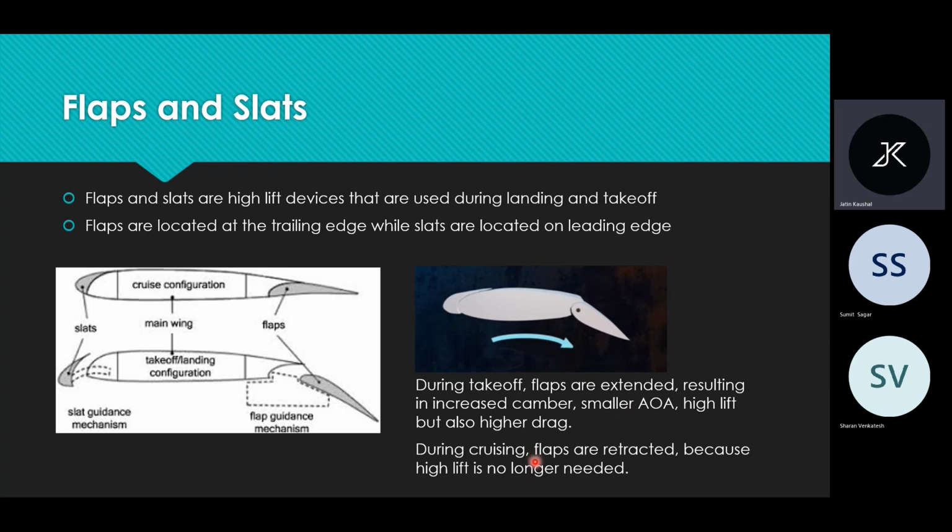And cruising is the period between takeoff and landing. The flaps are retracted because high lift is no longer required. During cruising, the airline stays at a certain distance from the ground. It doesn't go up and down. When the flaps are extended, there's also very high drag, so to reduce fuel consumption, these flaps are retracted during cruising. So it reduces lift and drag simultaneously. So that's the basic working mechanism behind flaps and slats.